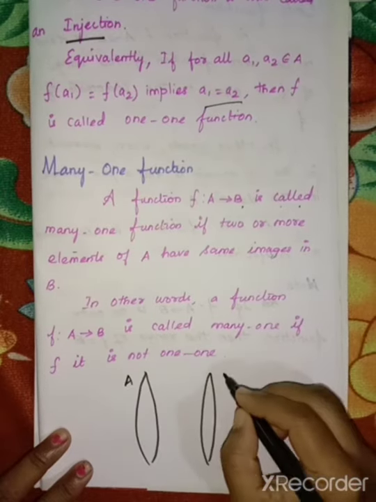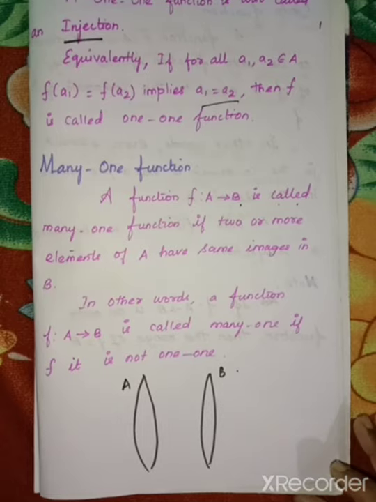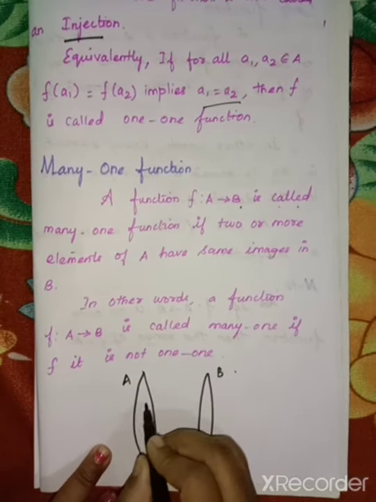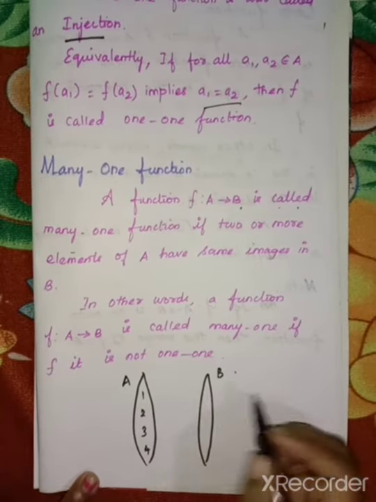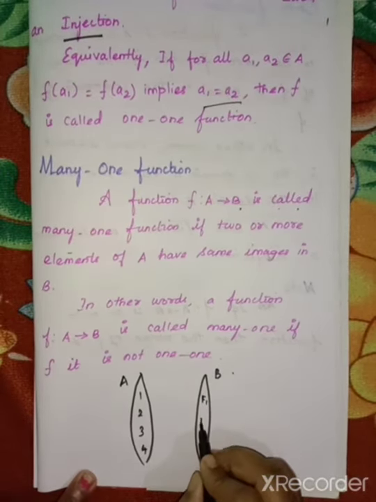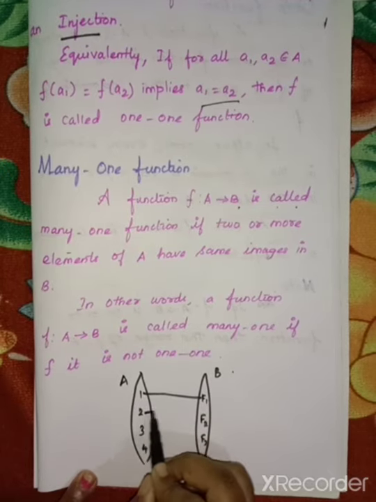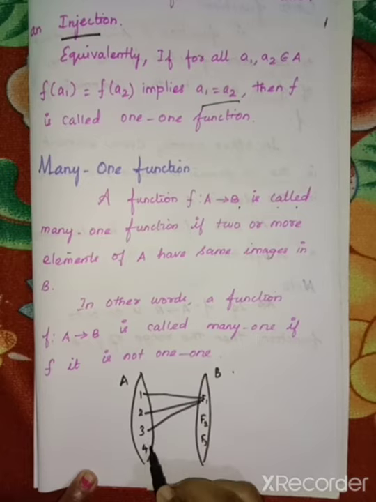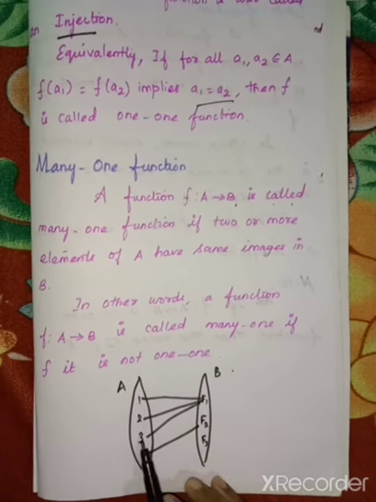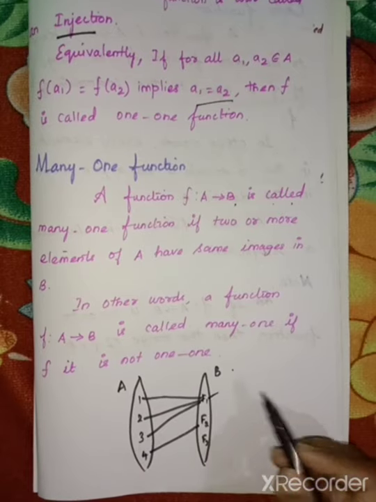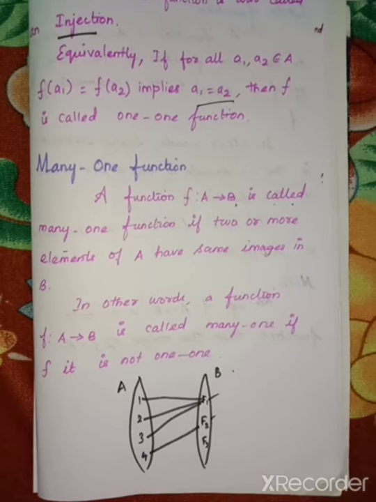By using the arrow diagram alone, we can choose whether this is a one-to-one function or a many-to-one function. So see here 1, 2, 3, 4. Here some films, film 1, film 2, film 3, like that. So see here, 1, 2, 3 persons go to the first film. The fourth one goes to the second film. The third film, no one chose.